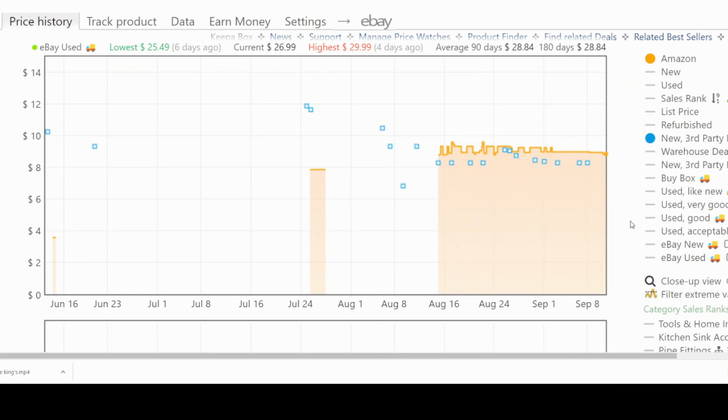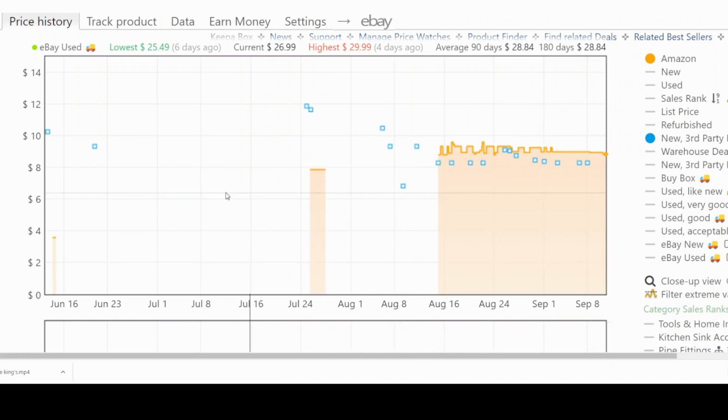And you can see on this graph here, in this orange shaded area, this is where Amazon was on the listing. You can see they were on the listing here and they were on the listing here. And also while you hover over the graph, you can see the price that Amazon was offering it at. At this point in time, they were offering it for $8.99. Here, $9.33. Down here, $7.86. And then this little sliver, $3.59.